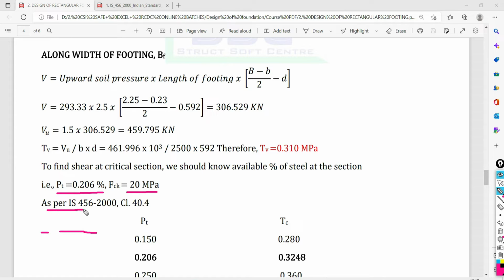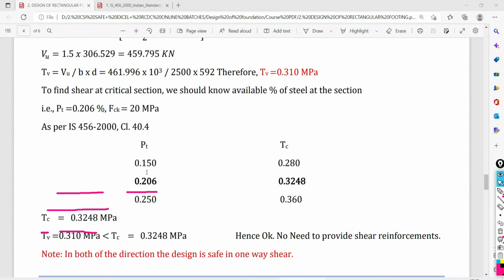As per IS code 456:2000 clause number 40.4, the same thing will be there: for 0.15%, the value 0.28 is there, for 0.25, 0.36 is there, and we need to know the value for 0.206. So that is going to become 0.3248. So it is the same 0.3248.